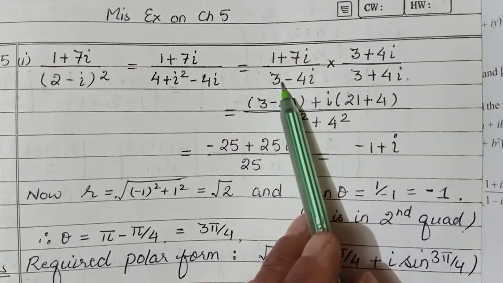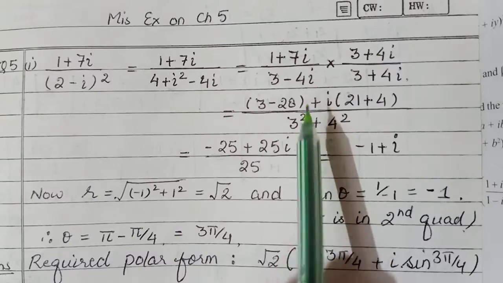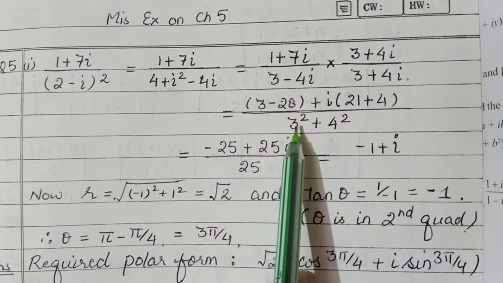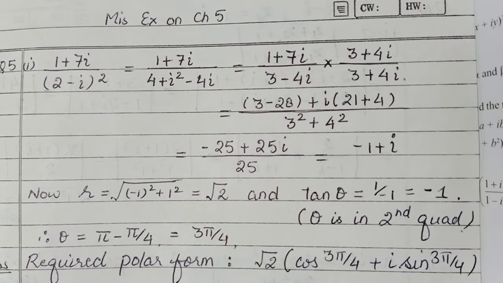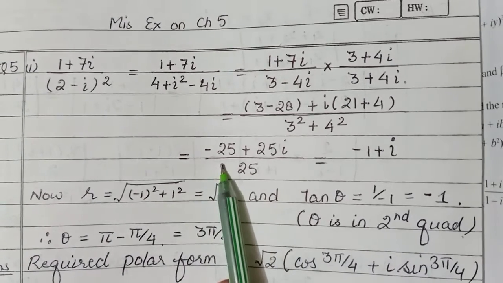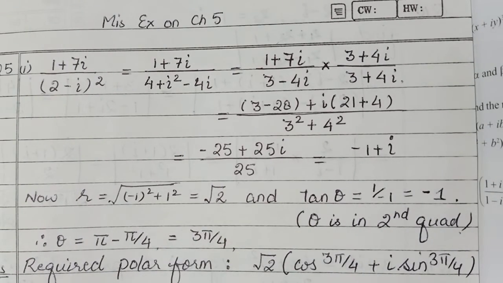And in the denominator, any complex number into its conjugate is real part square plus imaginary part square. 3 square 9 plus 4 square 16, 16 plus 9, that is 25. So you have 25 over 25 either way, separating the denominator. This becomes minus 1, this becomes plus i. So now it is in standard form, that the given complex number is minus 1 plus i.